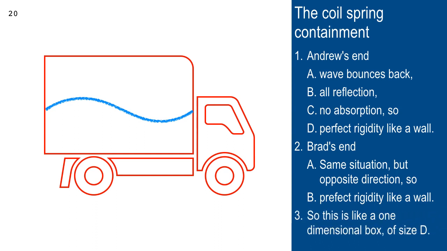So this makes the system like a one-dimensional box of size D. So that's why I put this picture of a truck. There's the first excited state from front to back of the truck. And the dimension, basically the size of the length of the cargo box there, particle in a box, controls everything.